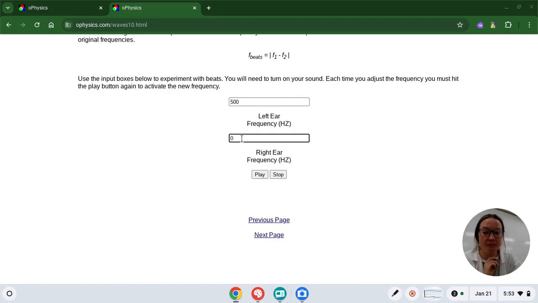I'll start by playing one individually. This is 500 hertz, listen. Okay. This is 501 hertz, listen. Sounds about the same. Now listen when I play 500 hertz and 501 hertz at the same time. If you listen closely, you'll hear a beat, alternating loud sounds and quiet sounds.